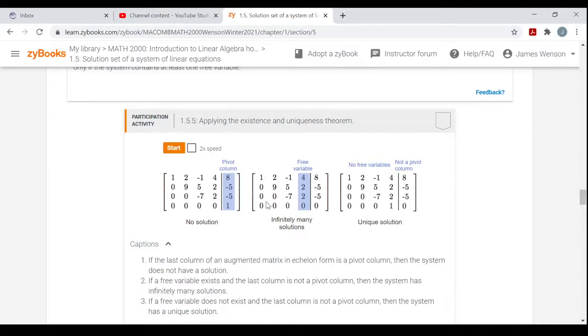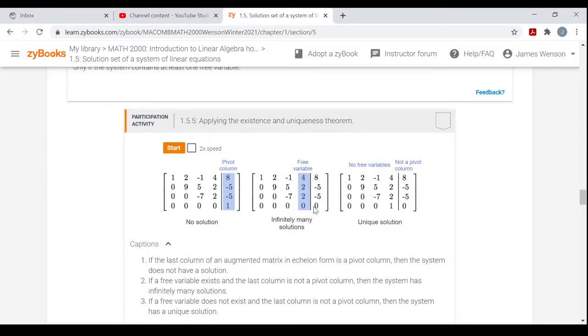x1 would be a basic variable, x2 would be a basic variable, x3 would be a basic variable. But then the fourth column does not have a pivot. So x4, the fourth column, is representing a free variable. Right? x4 would be free, and the last column is not a pivot column.